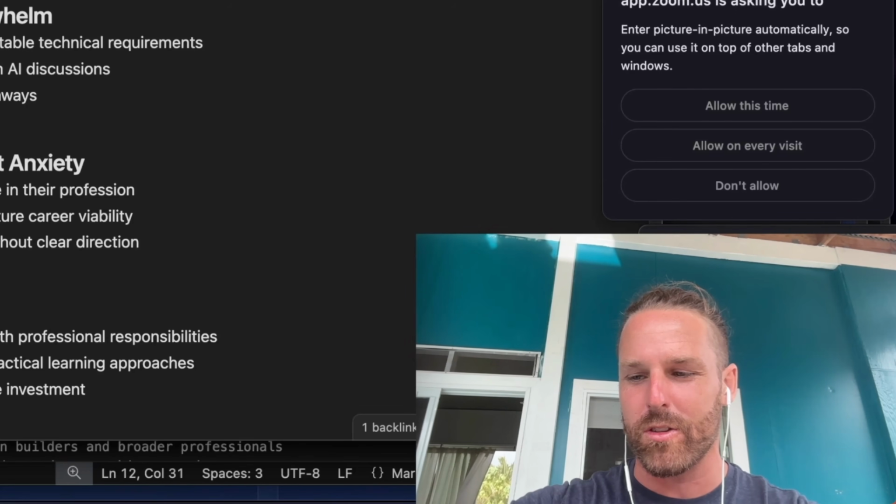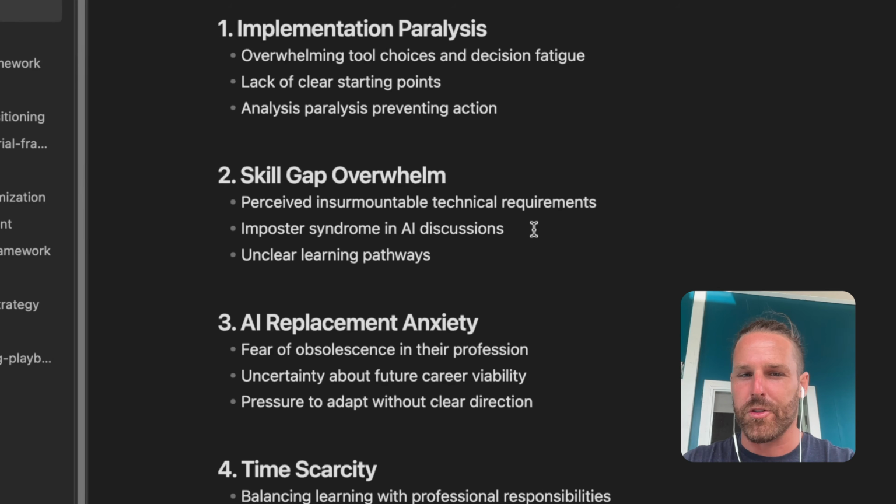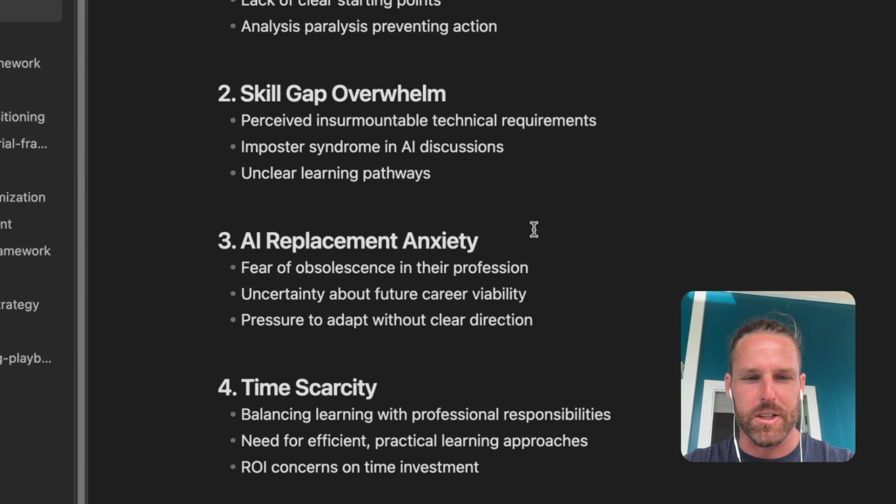How do I just get better at it without being overwhelmed? Skill gap overwhelm. It seems insurmountable. You feel like you might have imposter syndrome. It's just a ton to try to figure out.